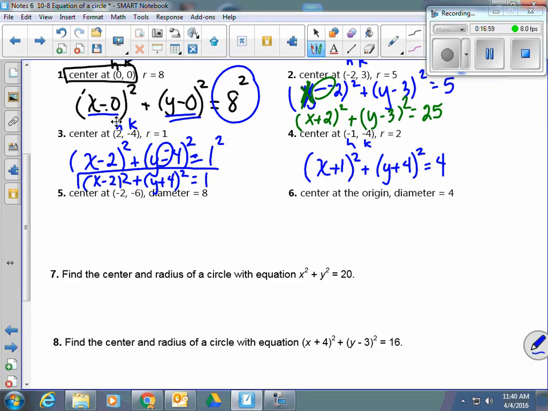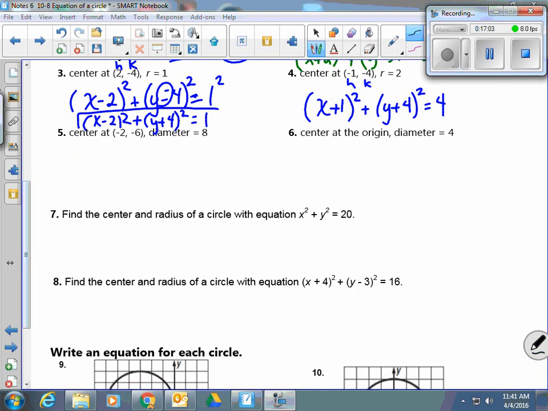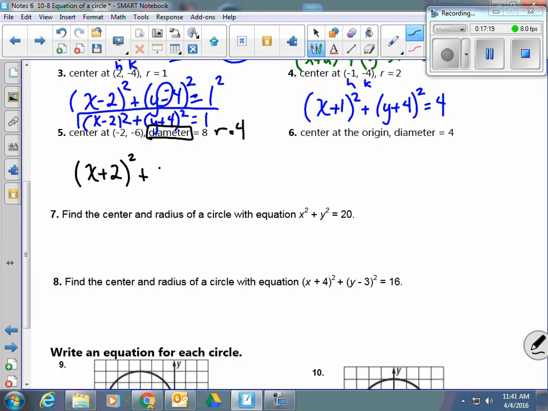On the next two, I'm going to give you a couple seconds, but I want you to read very carefully. Oh, they told you this was the diameter. So how big's the radius? 4. Because you divide by 2, right? So right here on this one, you should have had x plus 2 squared plus y plus 6 squared equals 4 squared, which is 16. Are we okay?